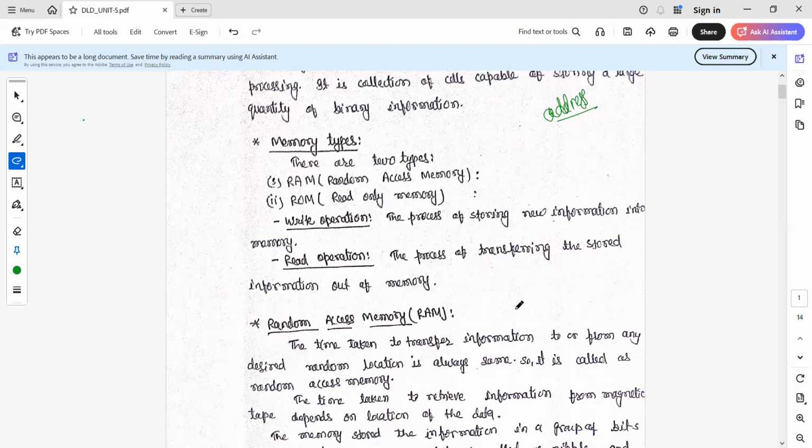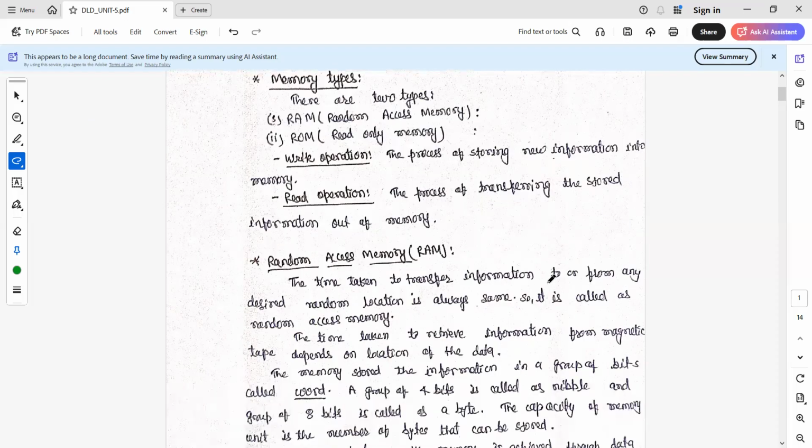In the case of a write operation, first we have to choose the particular cell with the help of the address where we are going to store the information. And in case of a read operation, we directly give the address from where we are going to obtain the information. So in this, both the address bus and data bus play a role.